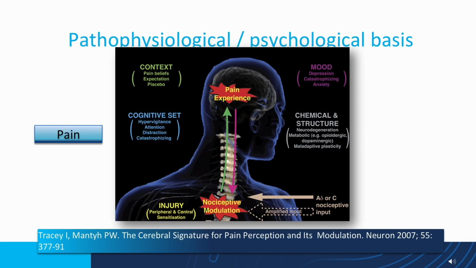And have a look at this slide. This is based on functional magnetic imaging and how we're now starting to understand the cerebral signature of pain, how pain is perceived. And it depends on the context of pain. It depends on the cognitive set, which means it depends on attention, distraction, patients catastrophizing. It depends on that hypervigilance. So there's a cognition around pain.